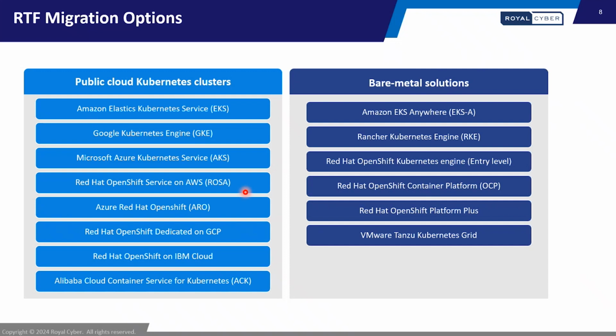If you prefer to migrate from RTF Appliance to RTF on an existing public cloud managed Kubernetes service and have some level of expertise in managing a Kubernetes cluster, then RTF supports the following public cloud managed Kubernetes services, such as EKS from Amazon, GKE from Google, AKS from Azure, and then there are several options from Red Hat and also Alibaba Container Service for Kubernetes.